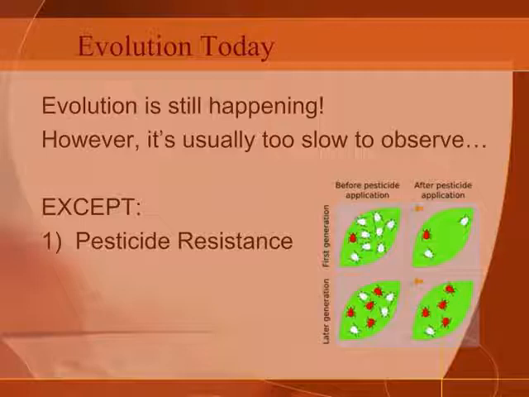The farmer sprays a pesticide again. This time, more of the ones that are shaded in white die. The ones in red are the ones that are resistant. So they survive and reproduce.